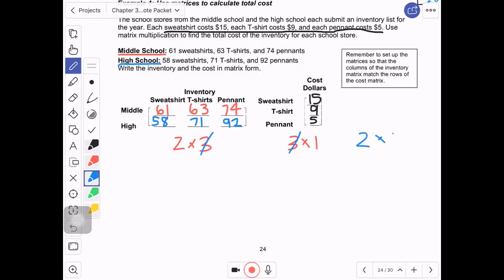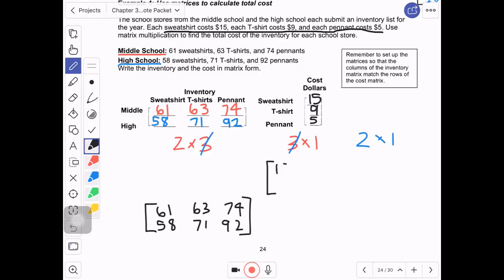So I'm going to go and set it up like we did on Friday so that they line up. And Jordan told us that this is going to be a 2 by 1. So I'm going to leave 2 blanks there because that's a 2 by 1 matrix. Questions on the setup?